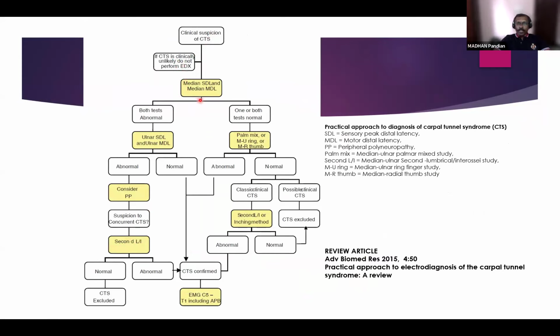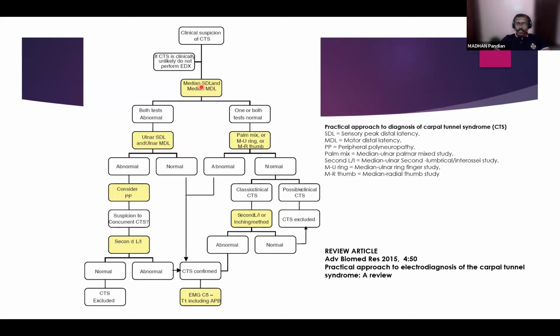In the electrodiagnostic study, if you have a sensory or a motor or a combination of both, then you go for testing the ulnar nerve. If the ulnar nerve is normal, then it is considered carpal tunnel syndrome. If the ulnar nerve is also involved, then consider peripheral neuropathy. Simple. If it is only the median nerve, consider it carpal tunnel syndrome. If it is a combination of median nerve and ulnar nerve, consider peripheral neuropathy and evaluate other causes.